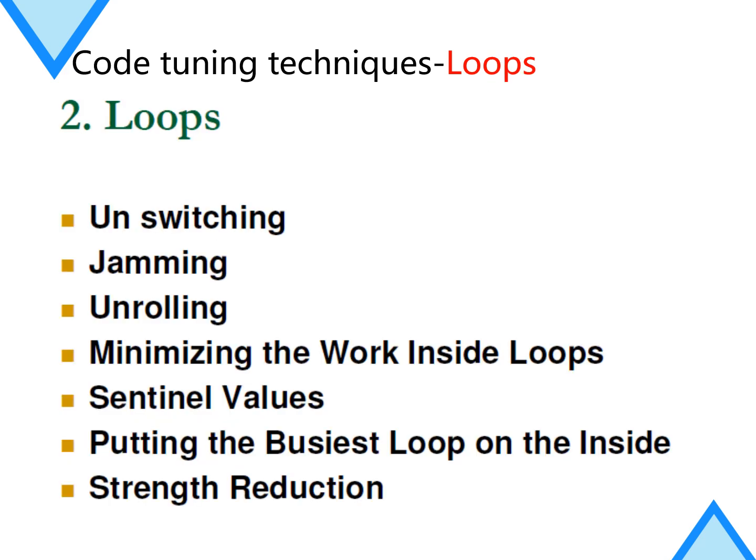Loops in order to achieve code efficiency. So we have a lot of techniques to modify the loop. These include unswitching, jamming, unrolling, minimizing the work inside the loop, sentinel value, putting the busiest loop on the inside, and strength reduction. In the upcoming slides we will learn these techniques in detail.